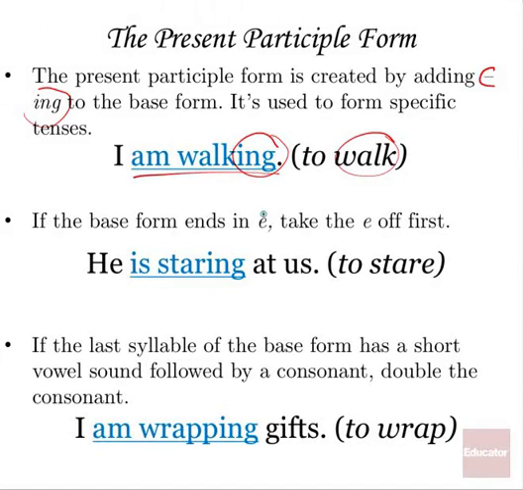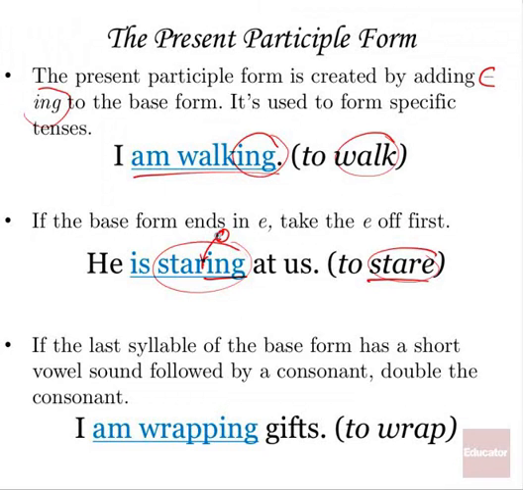If the base form ends in e, this is important, you take the e off first and then you add the ing. So the verb to stare, the base form stare, becomes staring. Notice that that e is gone.